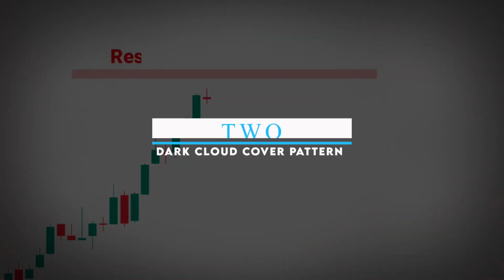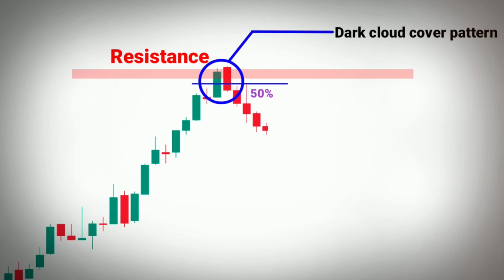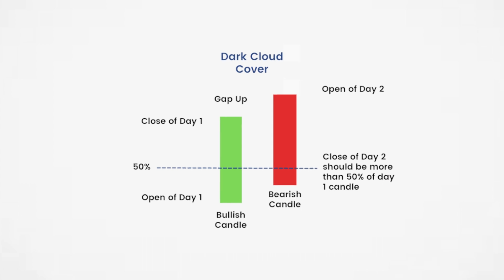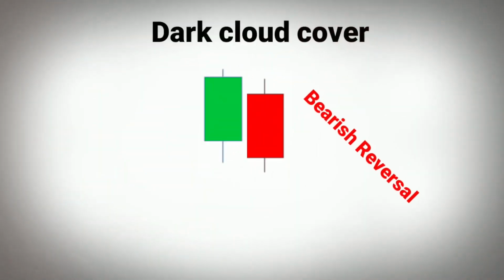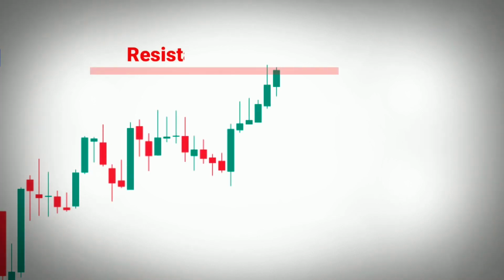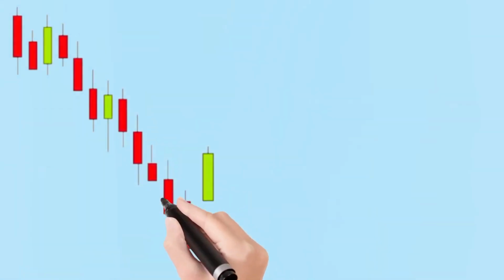2. The dark cloud cover pattern is a bearish reversal indication that occurs following an upswing. It is made up of two candles. The first is a long white or green candle, and the second opens higher but closes below the first candle's middle. The second candle's body is usually dark or black, indicating probable bearish momentum. The dark cloud cover pattern indicates a likely shift from bullish to negative emotion, and traders may seek confirmation from future market movement.